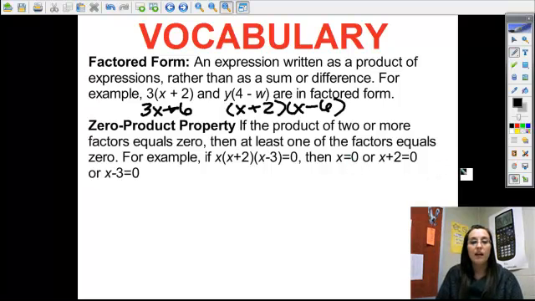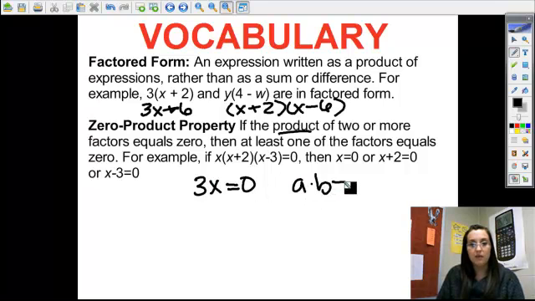The zero product property. The zero product property is pretty simple. It sounds more complicated than it actually is. It says if the product of two or more factors equals 0, then at least one of the factors equals 0. So let me put it in really easy terms. If I said 3x equals 0, that's the product of two factors, and it equals 0, then I know that x has to be 0. If I said a times b equals 0, I would know that at least one of them would be 0. So a could be 0, b could be 0, or they could both be 0. But one of them has to be 0 if I know that the product is 0.